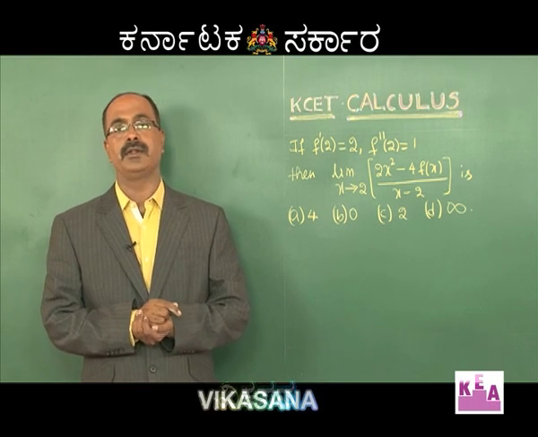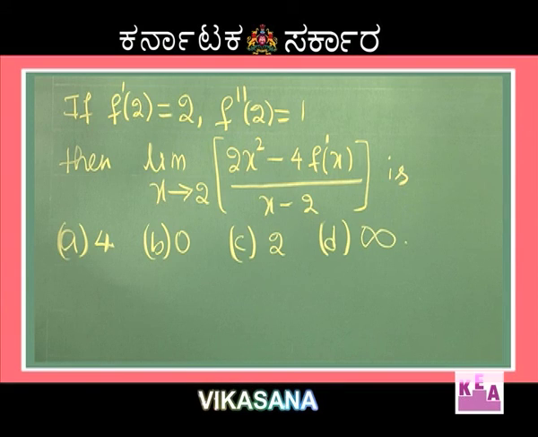Look at this. The next question is: if f dash of 2 is 2 and f double dash of 2 is 1, then limit x tends to 2 of (2x square minus 4 times f dash of x) divided by (x minus 2) is: option A 4, option B 0, option C 2, and option D infinite. f double dash of 2 is 1.